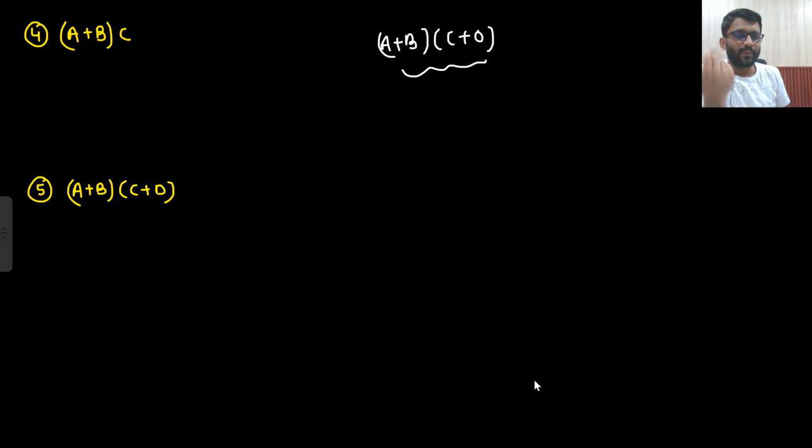AB plus C, is this the form you want? Yes, this is sum. This is product of sum. This is sum only, no? A plus B into C plus 0. This is product of sum only. So this is the form I want. Yes, this is the form I want. So A plus B I can make like this, and then into C.